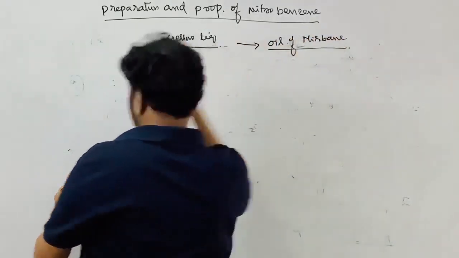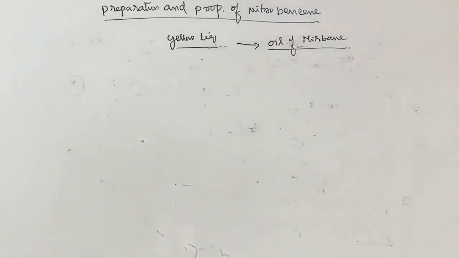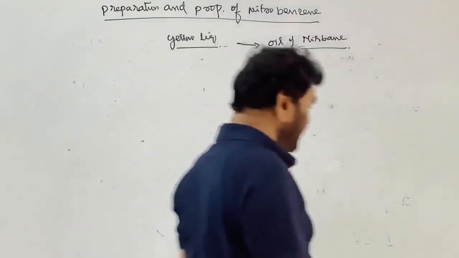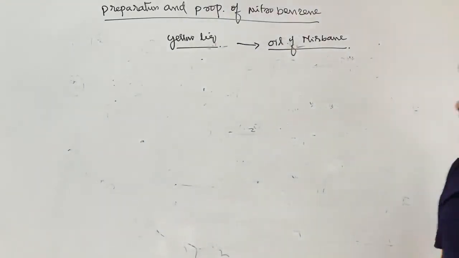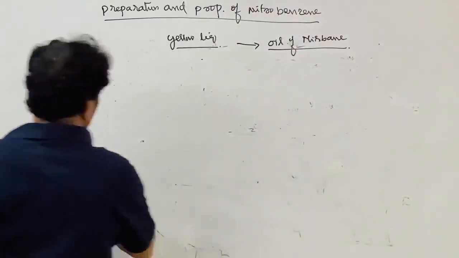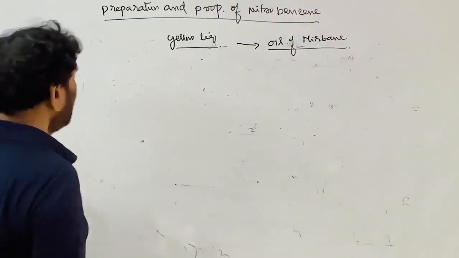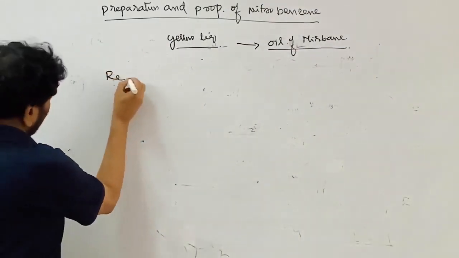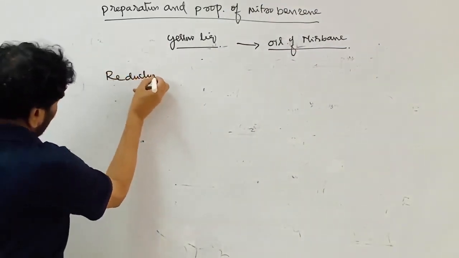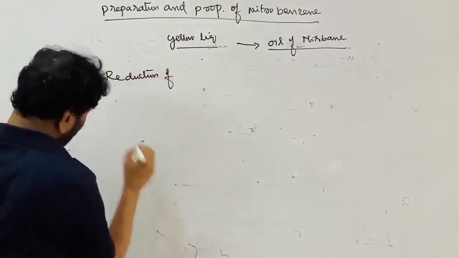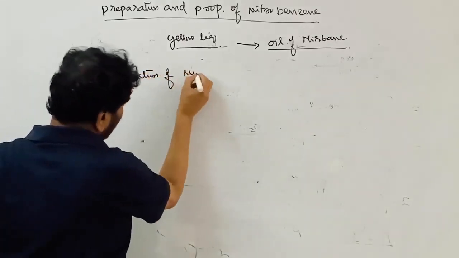Oil of Mirbane. Some people write the word Mirabane. It has a bitter almond smell. First property: reduction of nitrobenzene.